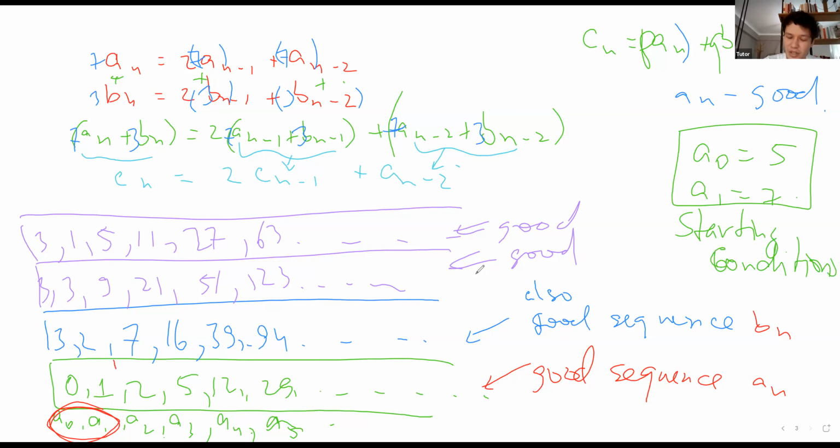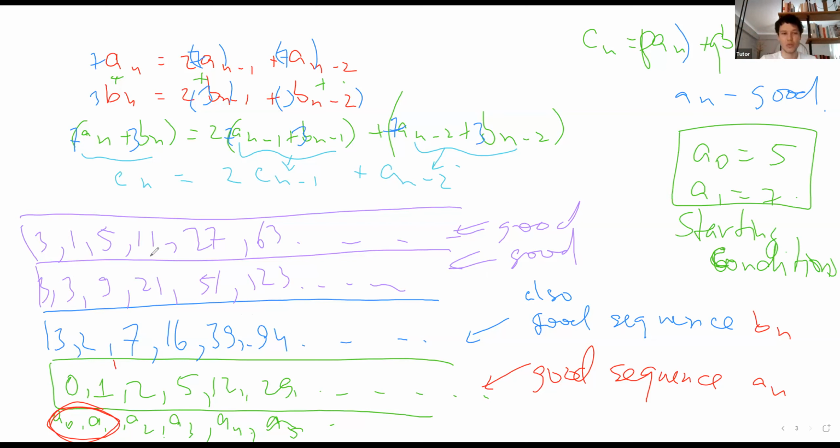So what can you do with the starting conditions? One thing you can do is look at all the good sequences. There's an infinite number of them, any linear combination of them. Which one starts with 5 and 7? You're like, does any start with 5 and 7? Not any that I see here.